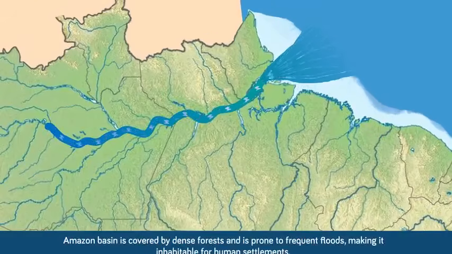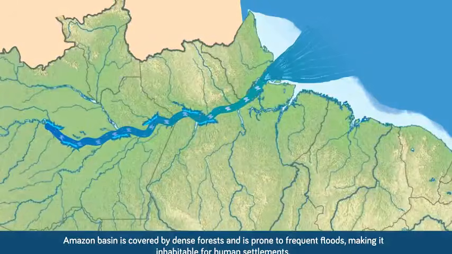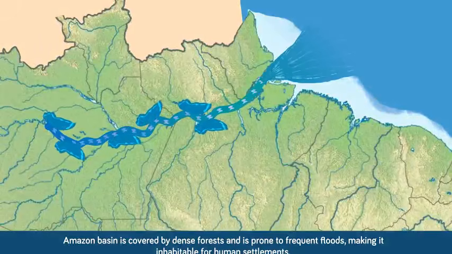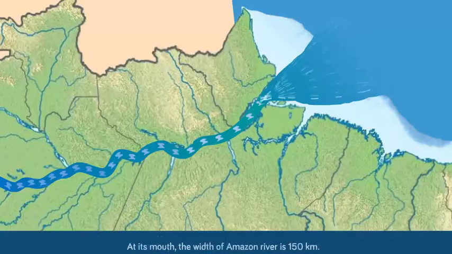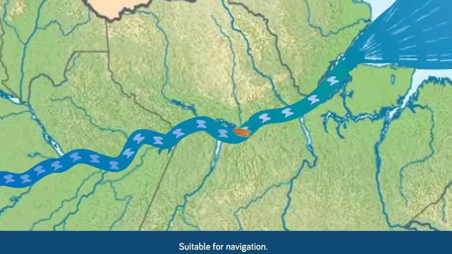5. Amazon basin is covered by dense forests and is prone to frequent floods, making it inhabitable for human settlements. 6. At its mouth, the width of Amazon River is 150 km. 7. Most of the course of Amazon River is suitable for navigation.